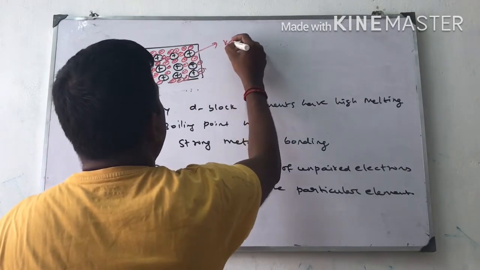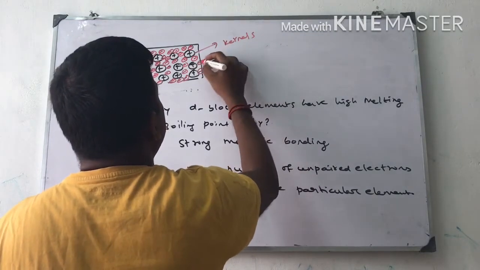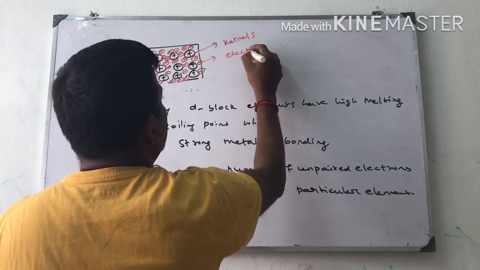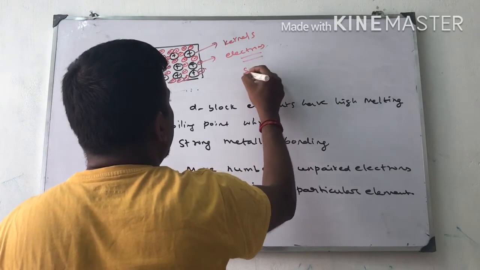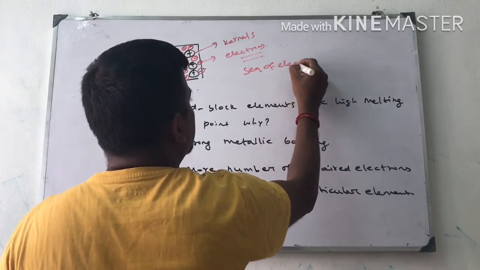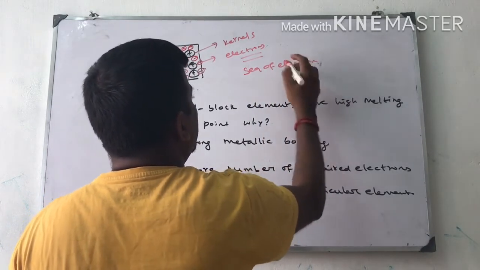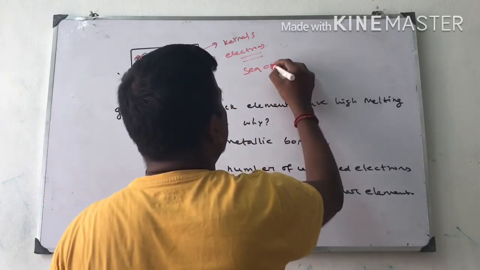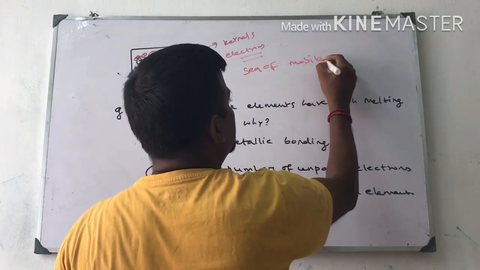So this is called kernels, positive spheres. This is called electrons. A sea of mobile electrons.